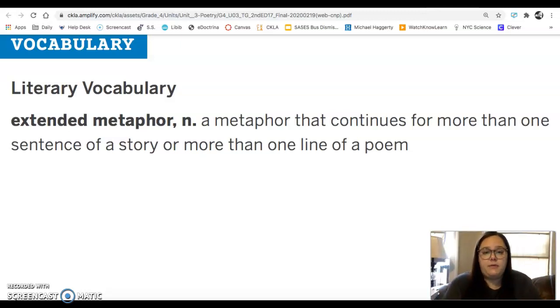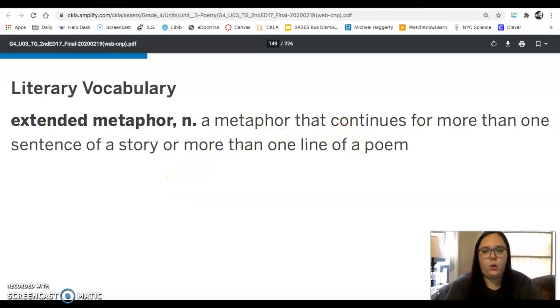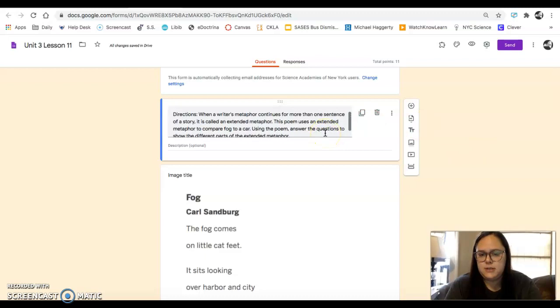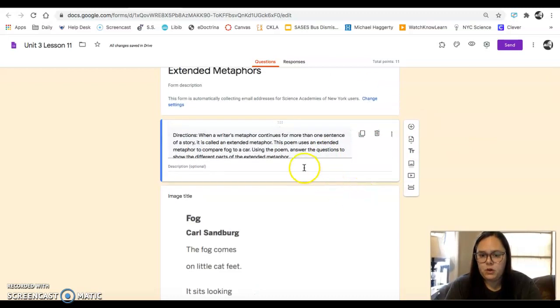So an extended metaphor takes that metaphor and uses it throughout the whole poem or the whole story. So it's a metaphor that continues for more than one sentence of a story or more than one line of a poem. All right. So your directions say, when a writer's metaphor continues for more than one sentence of a story, it is called an extended metaphor.